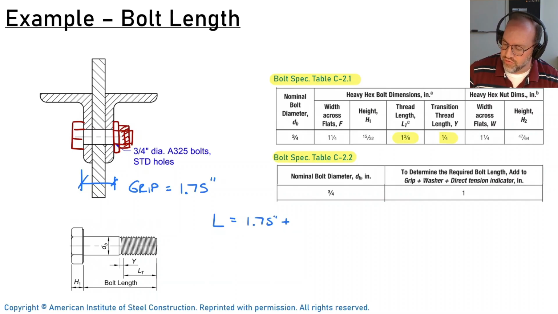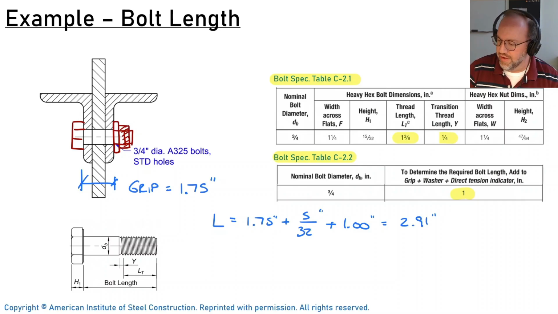I'm going to add a washer onto it, and a washer is typically 5/32 of an inch. And then we'll add on the necessary distance for threading. So that's given in this spec table C2-2 right here. And it says we need to add on at least 1 inch to get a nut on the end. So we're going to add 1 inch to that. And therefore our length is 2.91. Now you're not going to get any bolt in 2.91 inches. So we're going to round that up to a 3-inch long bolt.